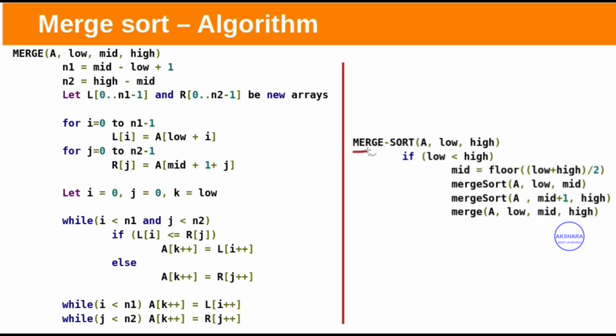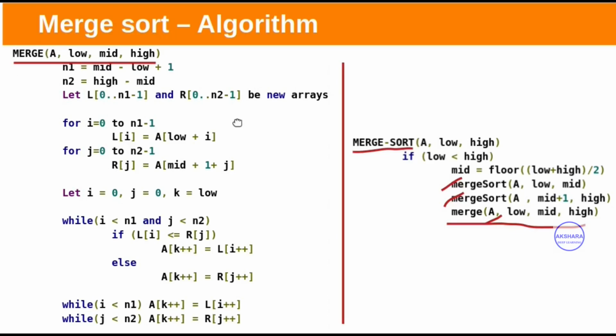The key operation of merge sort is merging of two sorted sublists. We merge the sorted sublists or subarrays by calling this auxiliary procedure merge. Here, this A is the entire array to be sorted. This merge procedure assumes that the subarrays from index low to mid and from mid plus 1 to high are in sorted order. This merge procedure will merge the two sorted subarrays into a single array.